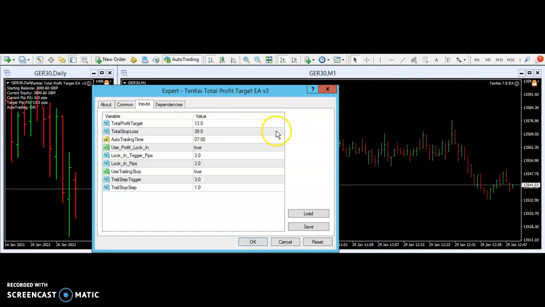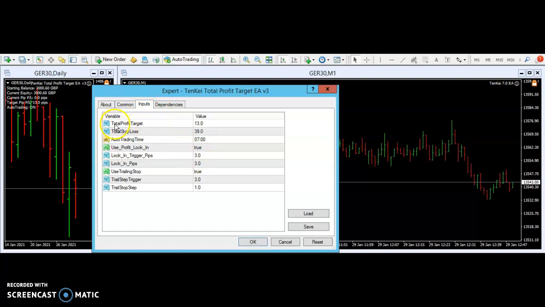Now we are offering a trial period of 90 days to use the TenKei 7.0 EA and the TenKei TPT. It's a 90-day free trial. But here on the total profit target, you've got a 30-day free trial. This we find is the powerhouse, and we wanted to explain exactly what was in the inputs.